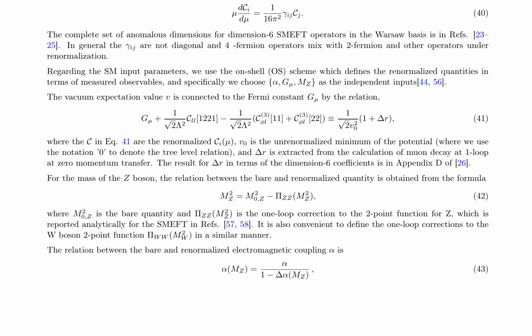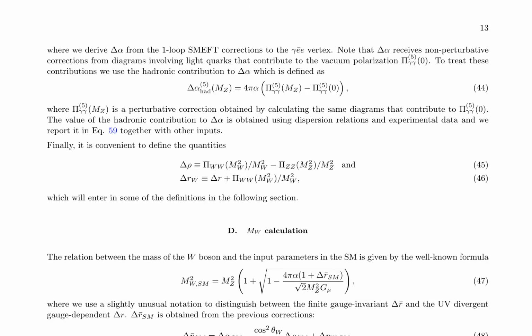The one-loop anomalous dimensions are defined, which are not diagonal, and 4 fermion operators mix with 2 fermion and other operators under renormalization. Here is a combined summary of pages 13-16 of the research paper.